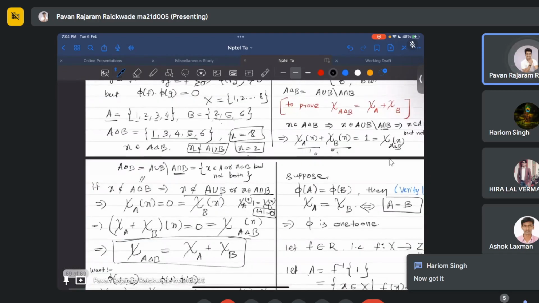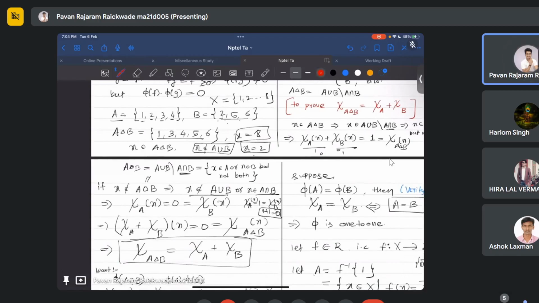So with this example, you can refer. This example is enough for you to understand. You take x this, you take A this, you take B. Any element which is not in the symmetric difference, you can say 8 is not in the union and 2 is in the intersection. So those two elements are not there in the symmetric difference.